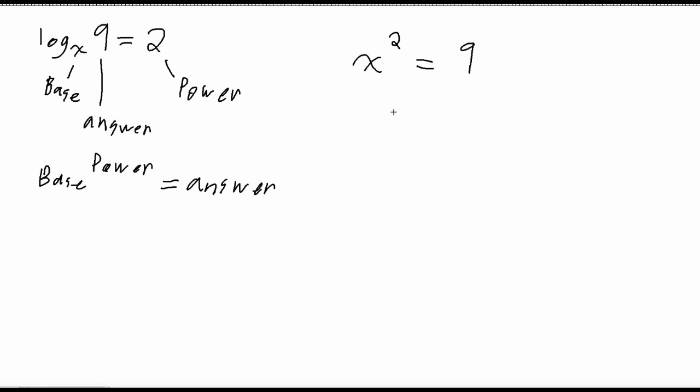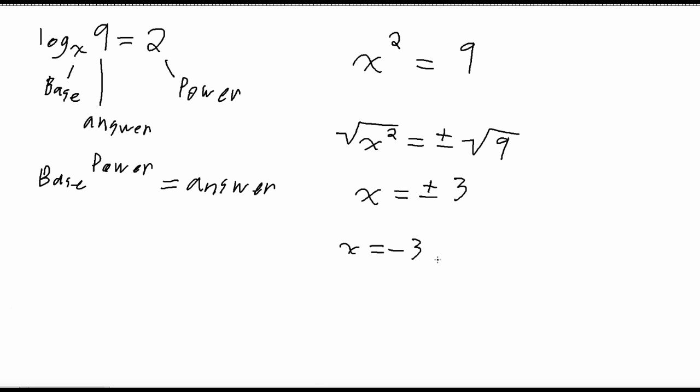So how do we solve this equation? Well, you solve it by finding the square root of both sides. The square root of x squared equals the positive or negative square root of 9. So that just leaves x. And then we have the positive or negative square root of 9. What's the square root of 9? Well, the square root of 9 is 3, because 3 times 3 equals 9. So those are your two answers to problem number 1. x equals negative 3, or x equals positive 3.